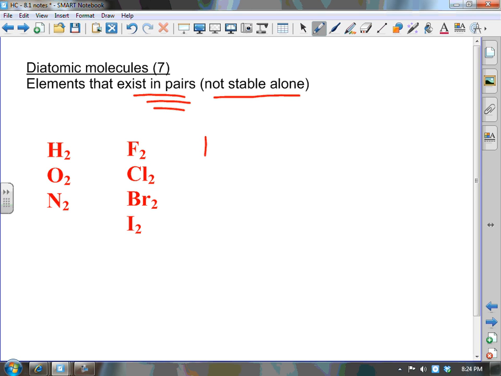So whenever we say hydrogen gas, it's not H, it's H2. When we talk about when we breathe in oxygen gas, we're not breathing in oxygen atoms, we're breathing in oxygen molecules, 2 oxygen atoms that are bonded together. This is important because as we start to write formulas and balance equations, we need to recognize that these 7 are diatomic.